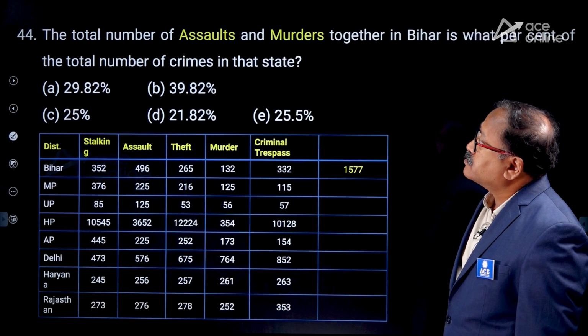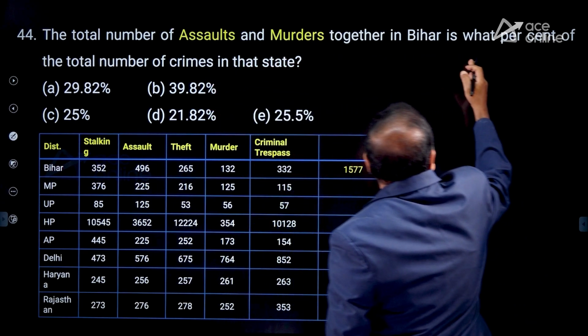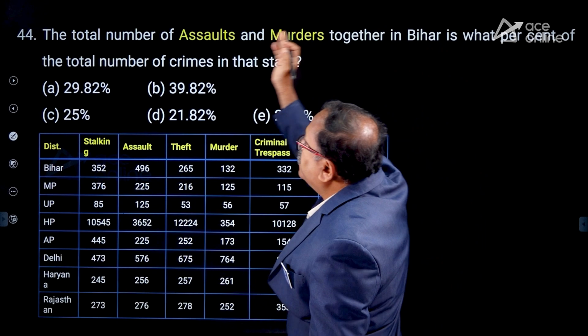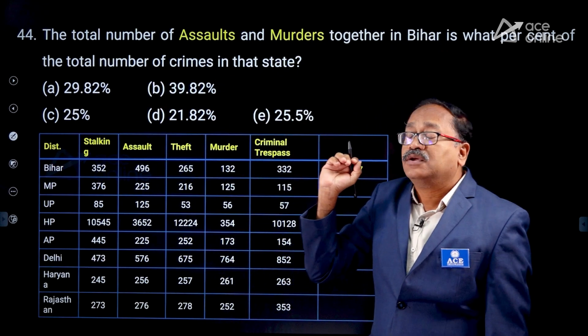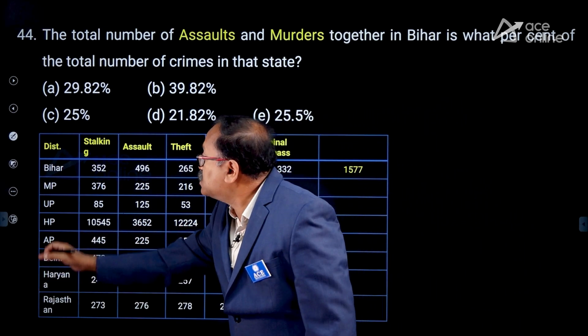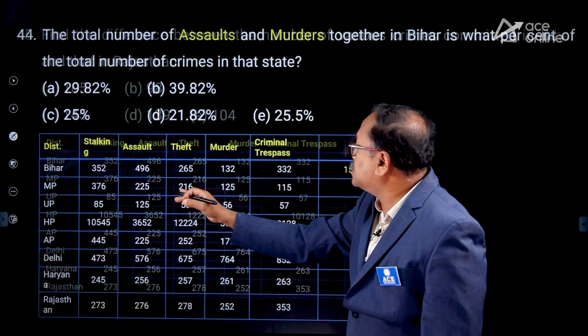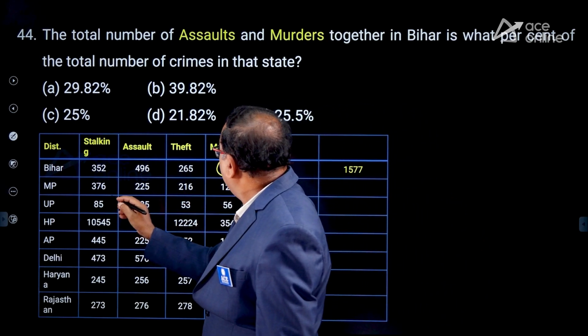Next one. The total number of assault and murders together in Bihar is what percentage of the total number of crimes in that state? Murder and assault in Bihar. I can see that this is what the Bihar figure is. Murder and assault.